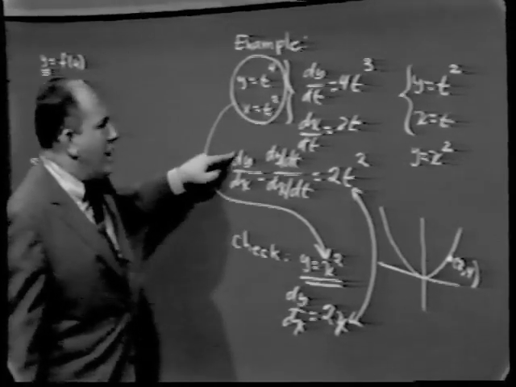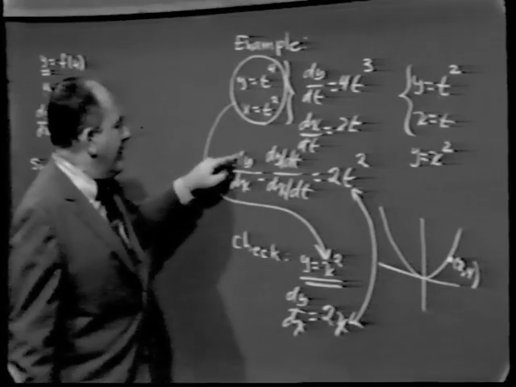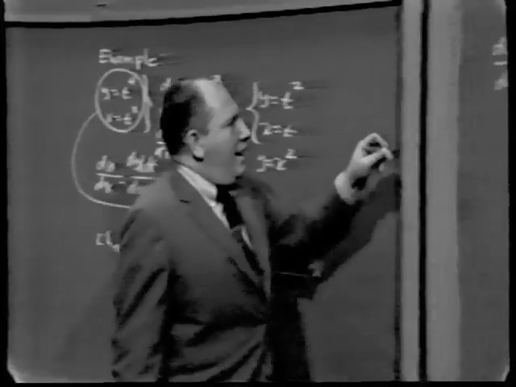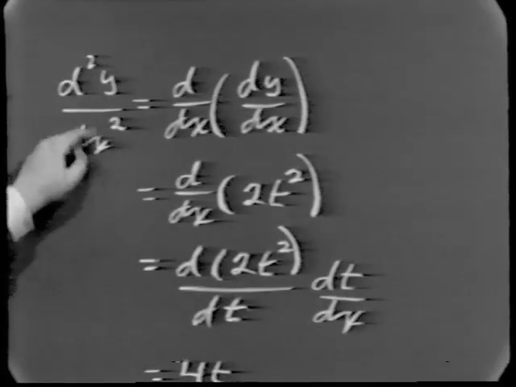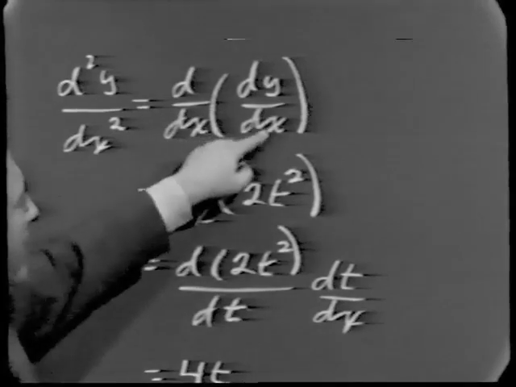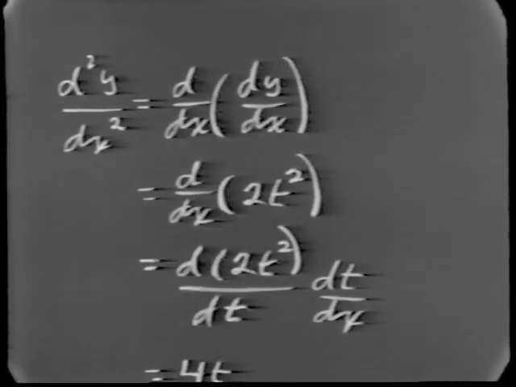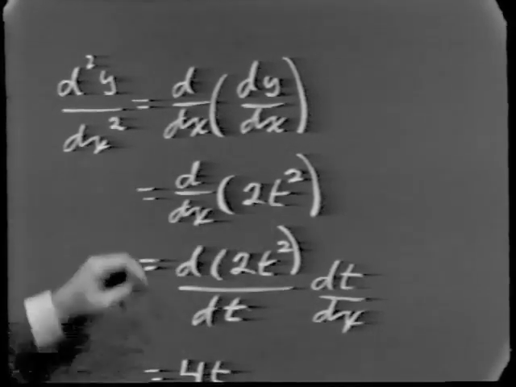You see, we already know that dy/dx is 2t squared. Now what we'd like to find is d²y/dx². Again, the same basic definition: the second derivative is the derivative of the first derivative. But the first derivative we saw was 2t squared. So this is the derivative of 2t squared.